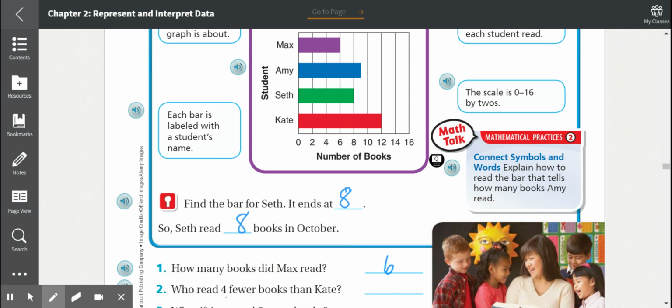Number 2, who read 4 fewer books than Kate? 4 fewer means 4 less. Who read 4 less books than Kate? So find Kate. She's here at 12 and subtract 4. Well, 12 take away 4. That's 2, and that's another 2 would be 8. Who read 8 books? Seth did. So who read 4 fewer books than Kate? Seth did.